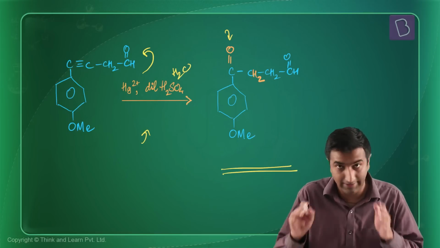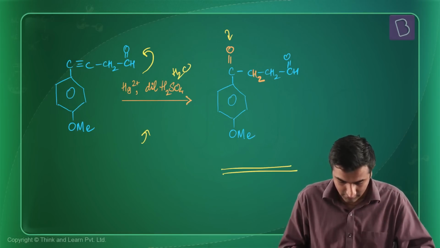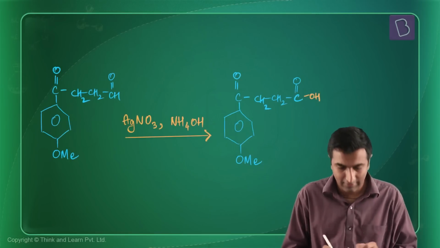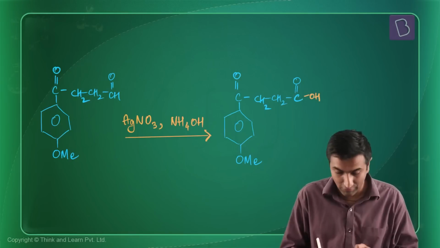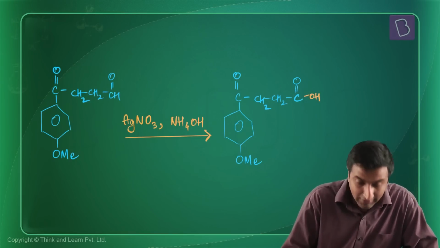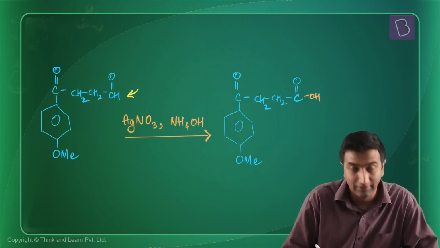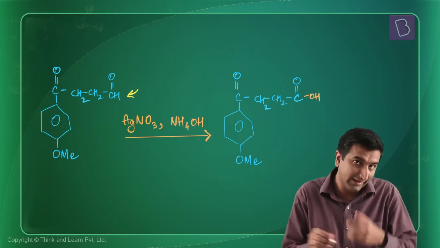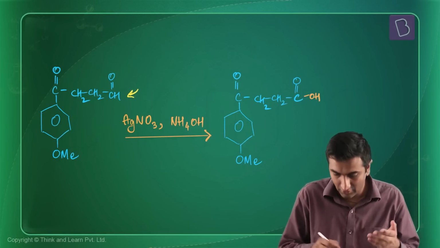Nothing happens to the aldehyde. Important idea here. So that, when reacted with AgNO3 and then NH4OH, gives you an acid. It only and only affects this group over here, which is the aldehyde, and not the ketone. That's the key idea here. This is the mild oxidizing agent.